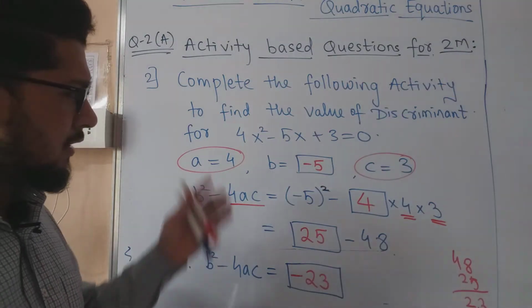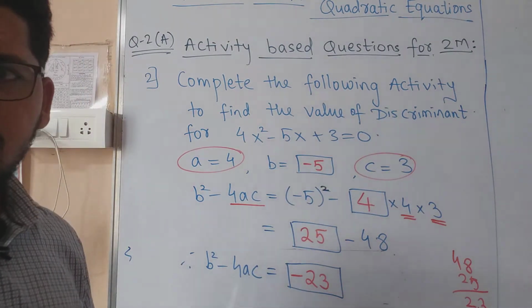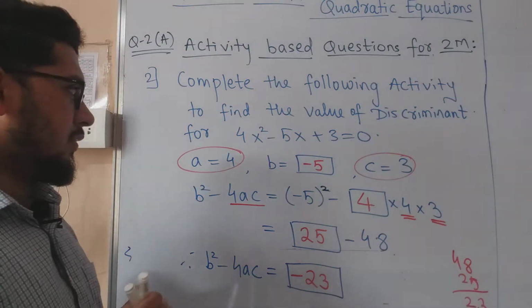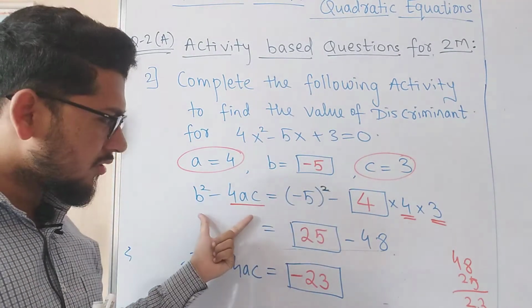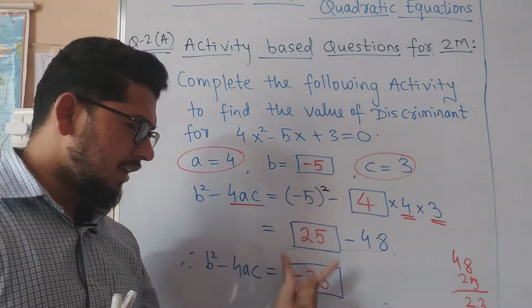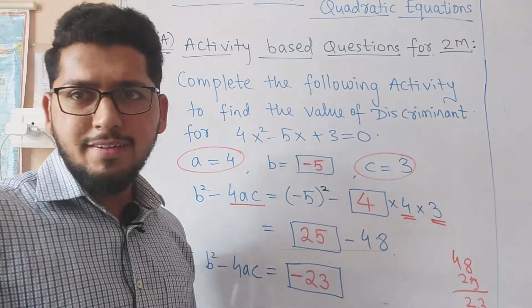Okay, I hope you understood the second activity. It's very simple. Here we only have to calculate the value of the discriminant. The equations are given, we separate the values of a, b, c, use the formula, substitute the values, and finally you will get the answer. Okay, now we'll come to the third example.